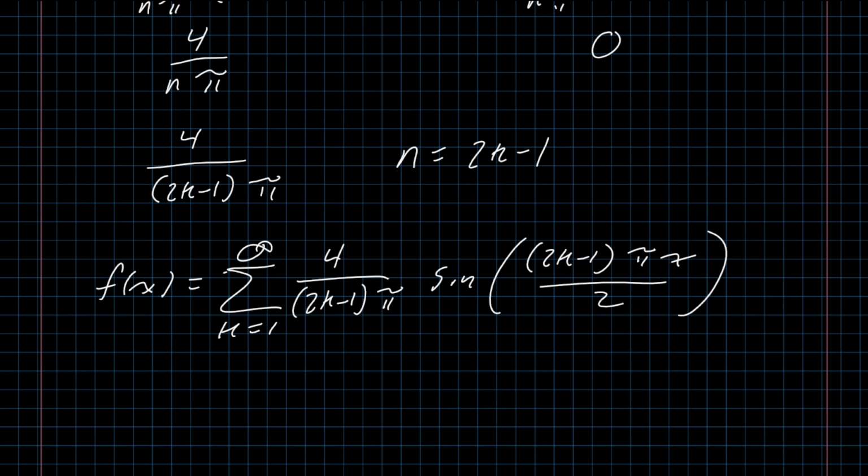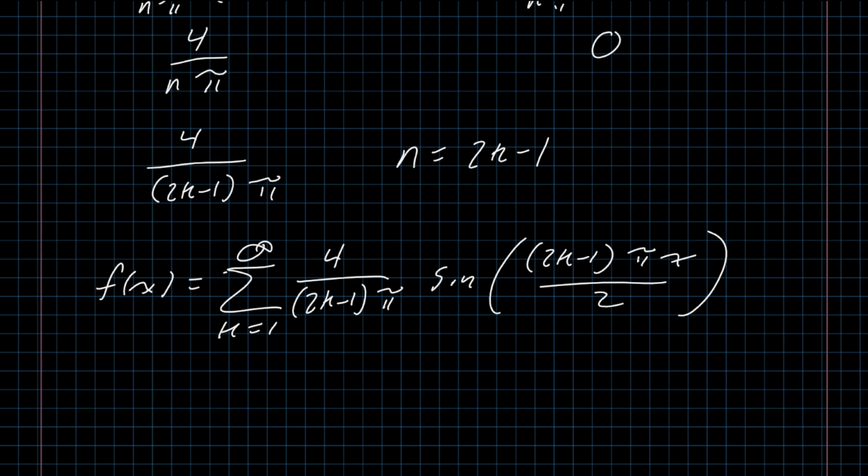All right, so we'll plug that in. Our function is the sum, n goes from 1 to infinity of a_n times the sine of n pi x over L. But we figured out that if we write n as 2k minus 1, we can take the sum k goes from 1 to infinity, a_k, which is 4 over 2k minus 1 times pi, times the sine of 2k minus 1 times pi times x over 2.